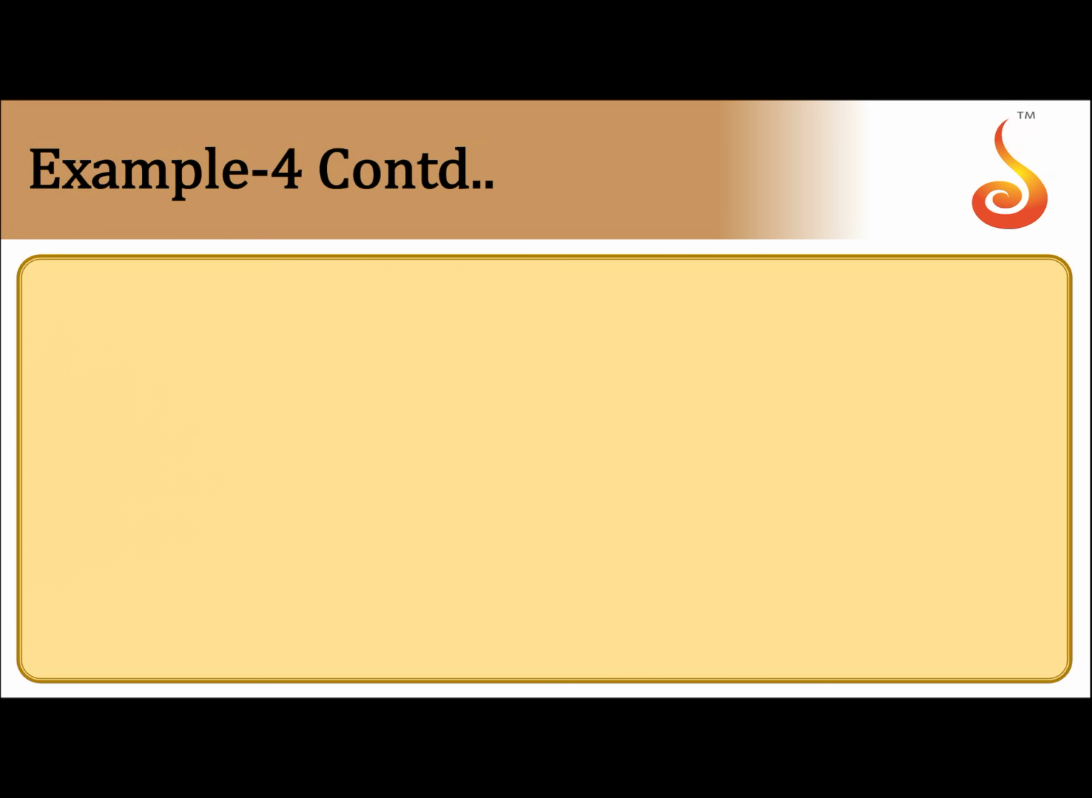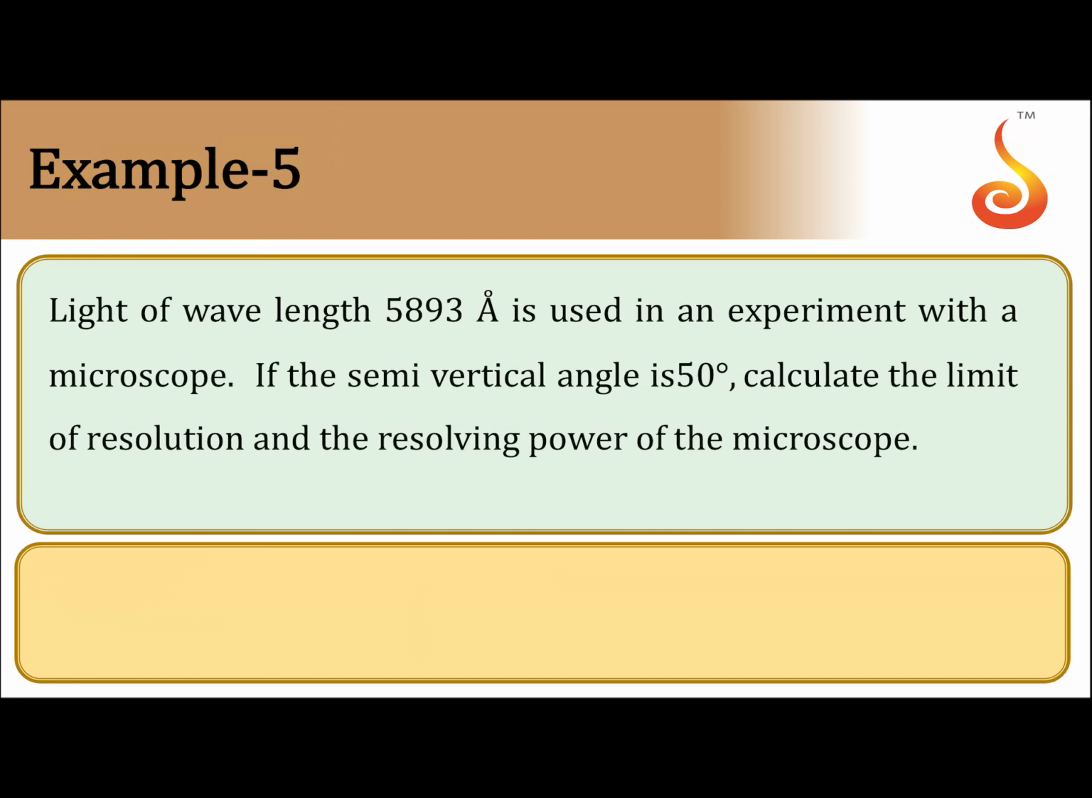Yes, we shall move on to the next one. Light of wavelength 5893 angstrom is used in an experiment with a microscope. If the semi-vertical angle is 50 degree, calculate the limit of resolution and the resolving power of the microscope. They have not given what medium is there. So if nothing is given, assume that it is air medium. So n is equal to 1.